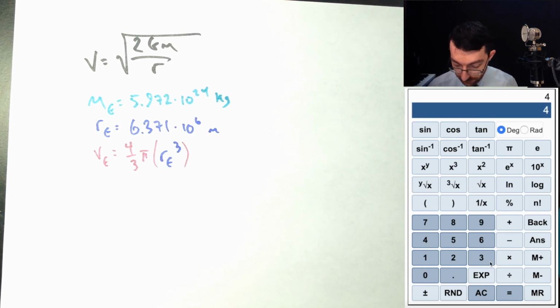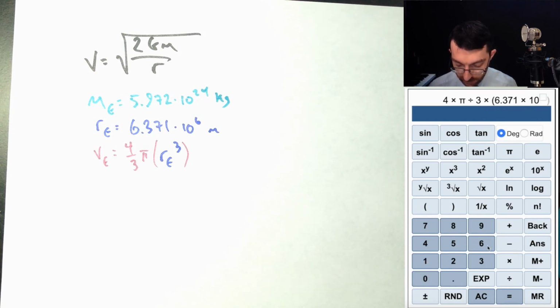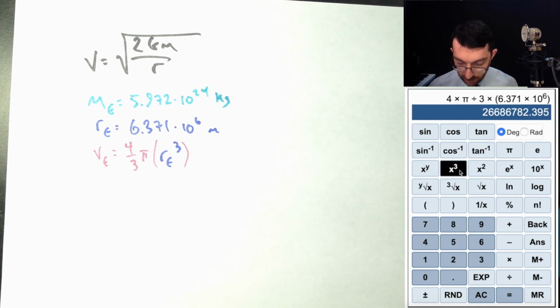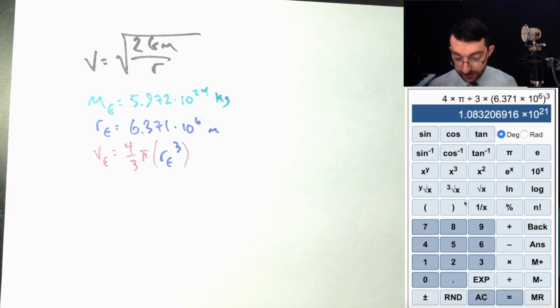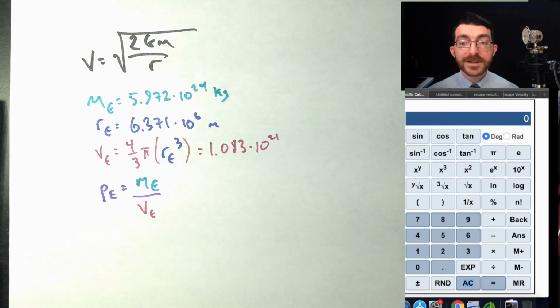Let's get this. So 4 times. Let's see. Yeah, pi divided by 3. Okay, so I got 4/3 pi times, here come the parentheses, 6.371 times 10 to the power 6, cubed. Oh, that is a lot. That's a lot of volume. So I just had a little technical hiccup there, but we're back on track.